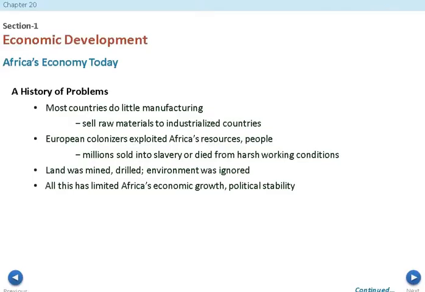So the first thing that we look at here is why there are problems in Africa, why there are countries that are extremely poor. What we see is that most countries do little manufacturing. Instead of manufacturing, they extract the raw materials from the ground, and then they sell them to industrialized countries.